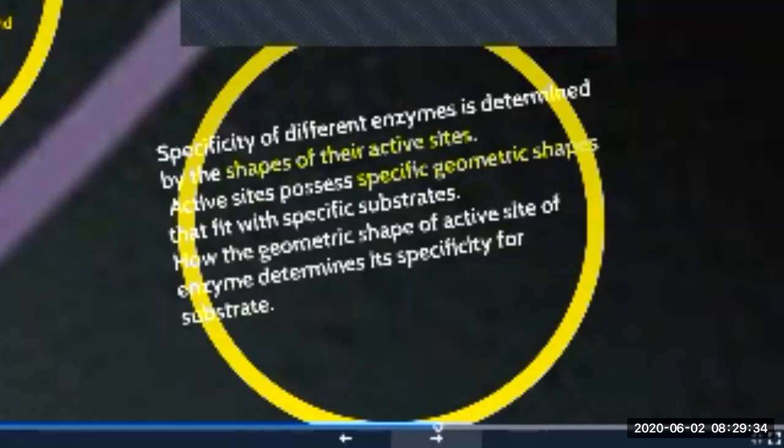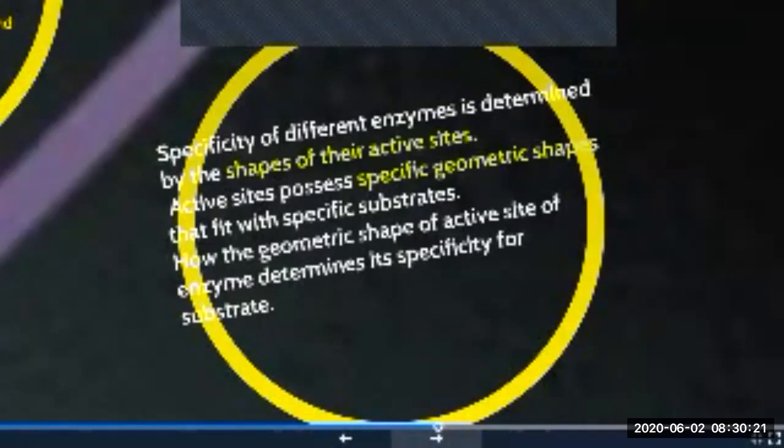So how does the geometric shape of the active site of an enzyme determine its specificity for a substrate? Look at the figure in the book here, I think 6 point something, where there are three different substrates acting on a specific enzyme. I'm unable to find a picture on the net that closely resembles it. I tried my best to find that image, but I couldn't. So look at that diagram in your books, which has three different substrates, and all those substrates have a different shape.